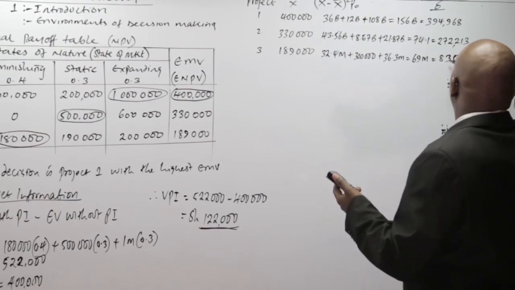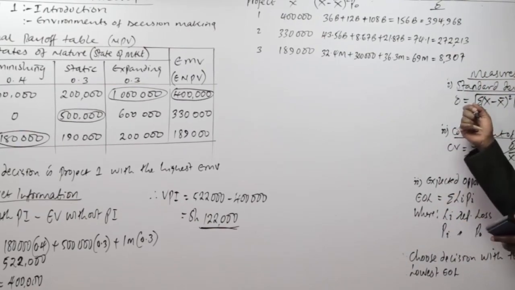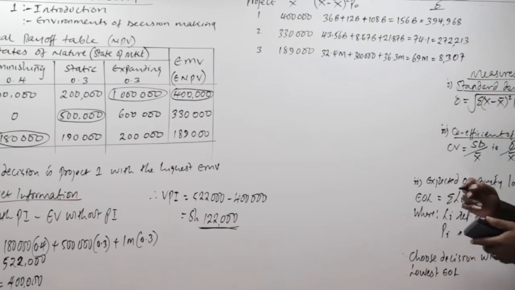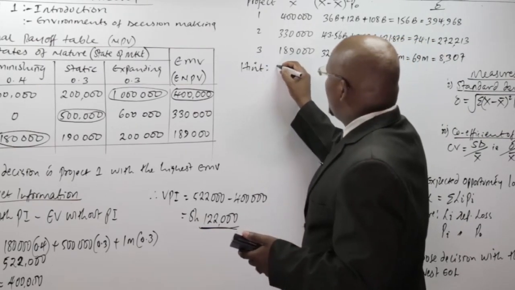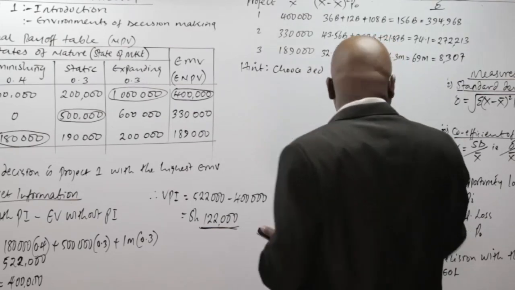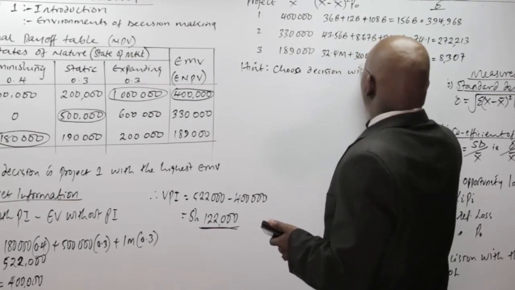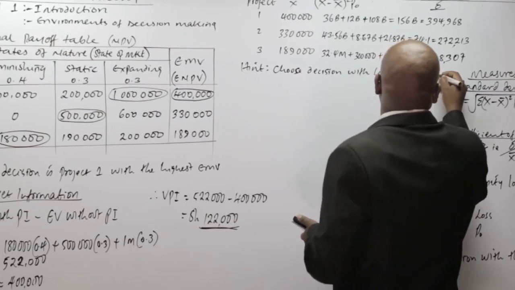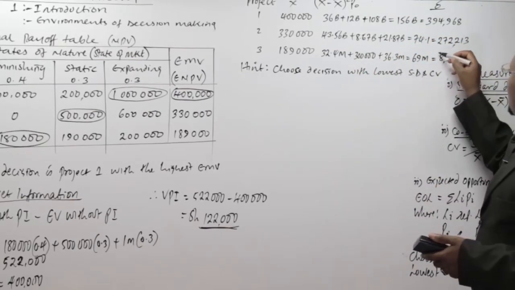Look at this now. These are the standard deviations. And you have said that we measure the standard deviation this way, and you have done it. Now, this being the standard deviation, we said that we normally are going to advise. So this is the hint. So choose the decision with the lowest standard deviation and CV, of course. So in this case, we will choose what? Project 3 that has the lowest. This one has the lowest.